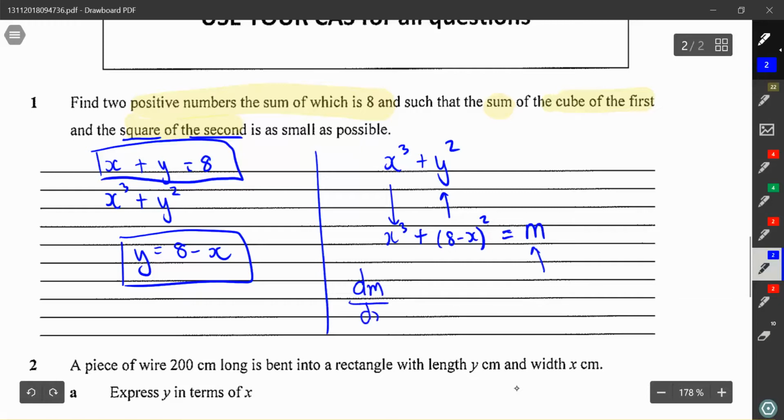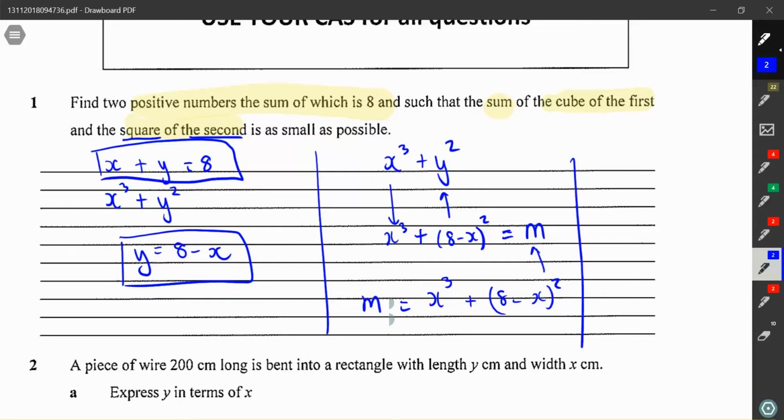So dm/dx, which we can find the derivative now, we've got x cubed plus 8 minus x all squared. Sorry, I should call that m. So here we go. We've got m equals x cubed plus 8 minus x all squared. This is my equation. I don't know what m is because they've never told me what the answer is. But I know that x cubed plus 8 minus x all squared needs to be a minimum. Now the only way to get the minimum there is if I find the derivative. Now you don't have to do it by hand, remember, it's an application.